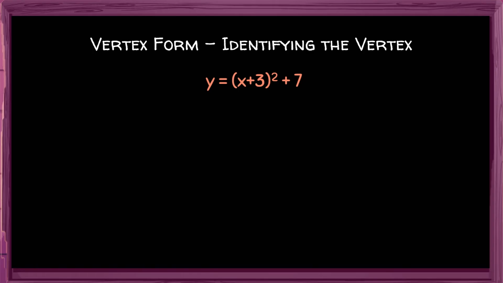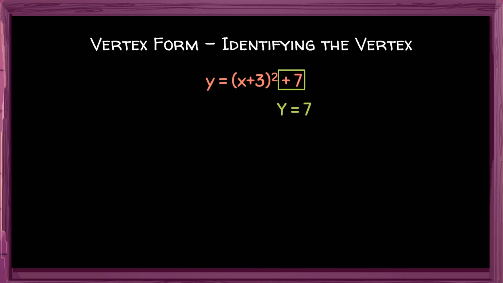Tom, remember, we look for the x-coordinate and the y-coordinate separately. The y-coordinate of the vertex is the positive or negative number at the very end of the equation. The number at the very end of the equation is +7, or, as we math geniuses say, +7.